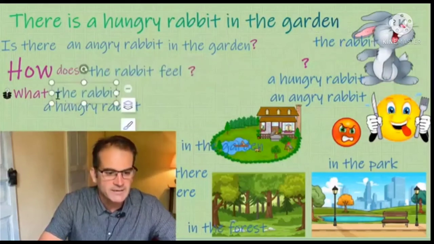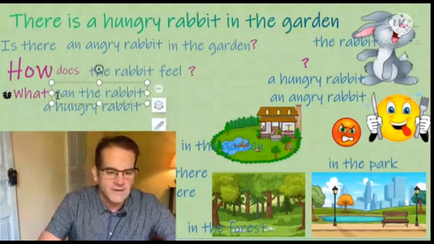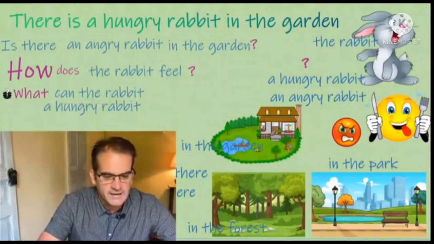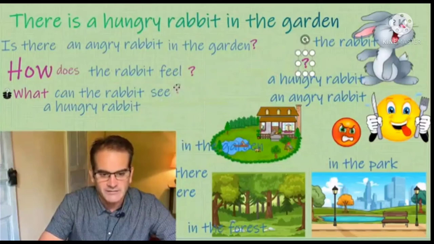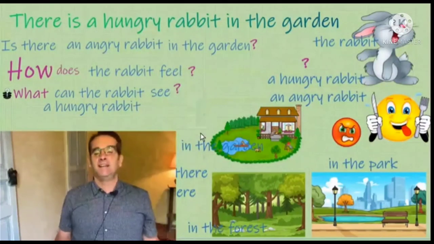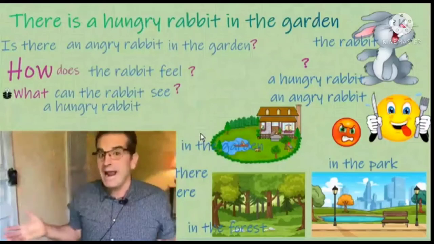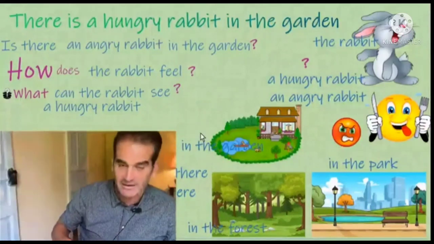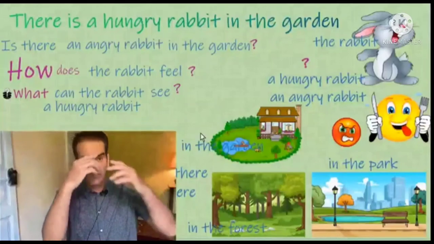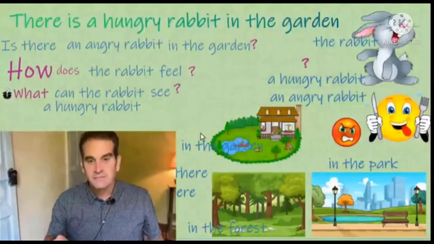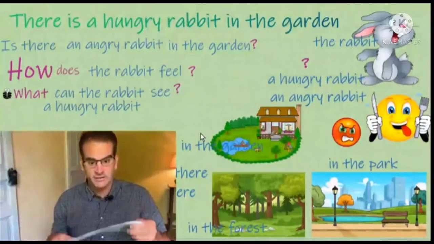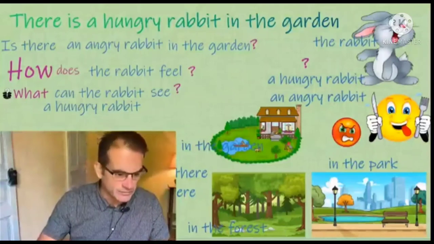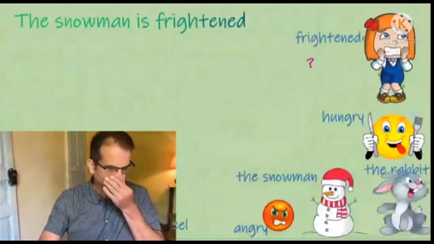So what can the rabbit see? Well, he's a hungry rabbit, and the rabbit can see the carrot. And where is the carrot? The carrot is on the snowman's face, okay? The carrot is the snowman's nose, and the rabbit wants to eat the snowman's nose.